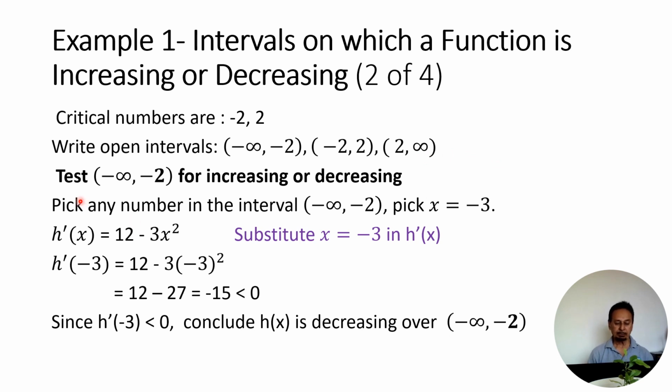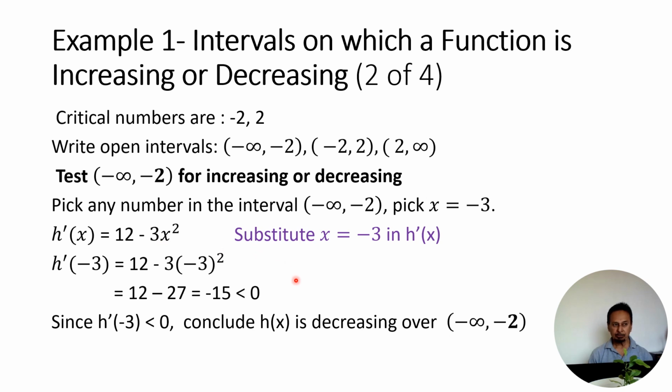Now we're going to test negative infinity to negative 2 for increasing or decreasing. You can pick any number in the interval negative infinity to negative 2. Pick x equal to negative 3. You can pick x equal to negative 4. But you cannot pick x equal to negative 1 because negative 1 is bigger than negative 2. So in this case we picked x equal to negative 3.